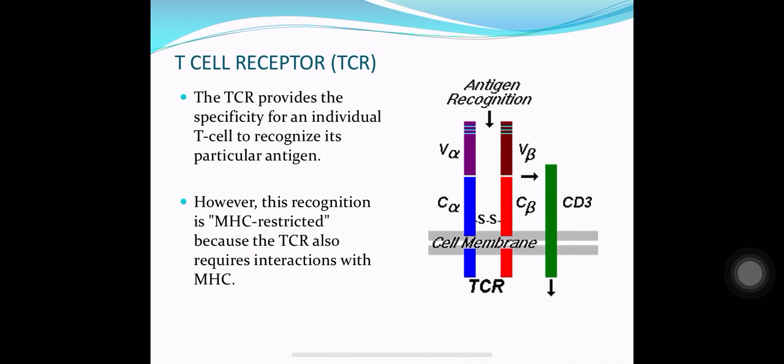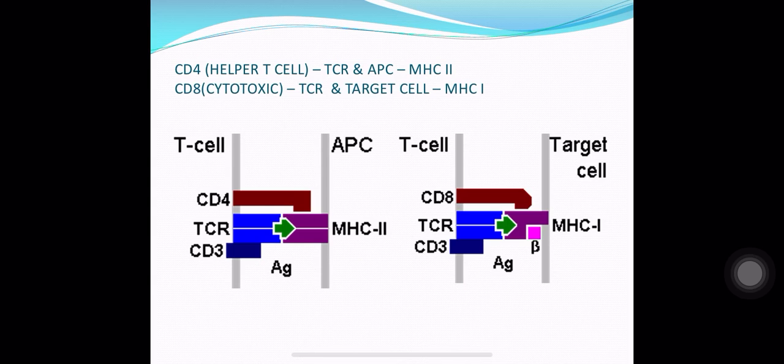And along with the T cell receptor, the CD3 receptor is also there adjacent to it, and it will also participate in antigen presentation. Now just have a look at this figure. The CD4 T cell has the T cell receptor on its surface, and the CD3 receptor along with that, and in front is the antigen presenting cell which has MHC2 coupled with the antigen. So the antigen presenting cell is presenting antigen along with the MHC2 to the helper T cell.